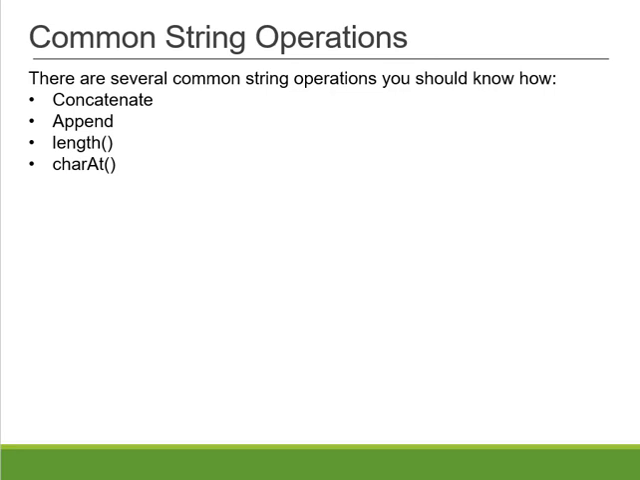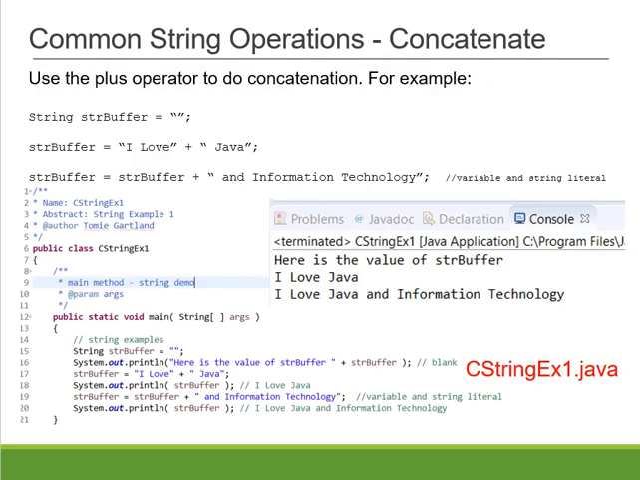We will use some of the common string operations such as concatenation, append, length, and charAt. Here is how you concatenate two strings together in Java. You have the target variable on the left side of the equal sign, and the plus sign ties the two strings together as shown in the string example on the screen. Be sure to refer to the example programs provided in this lecture.